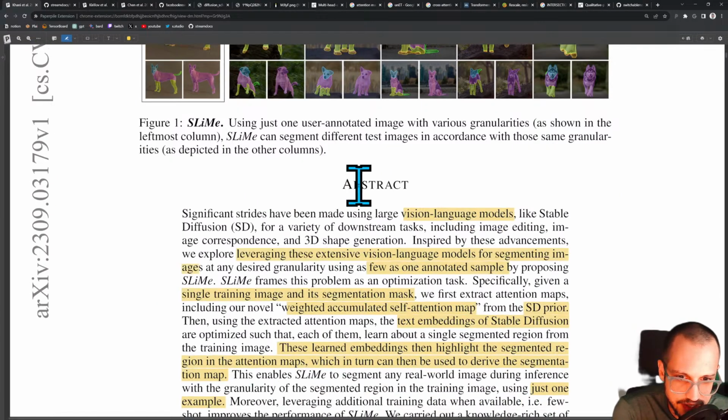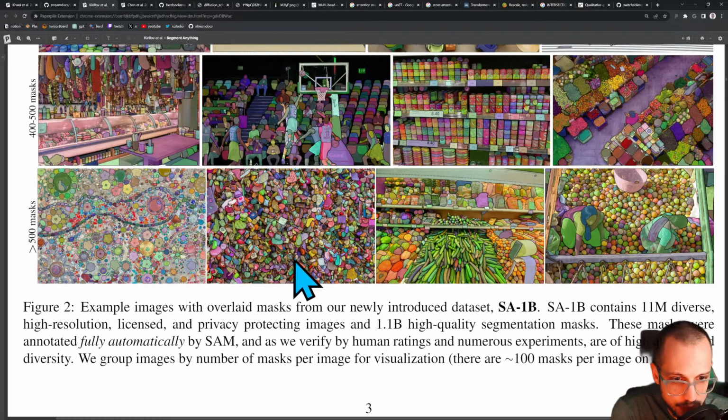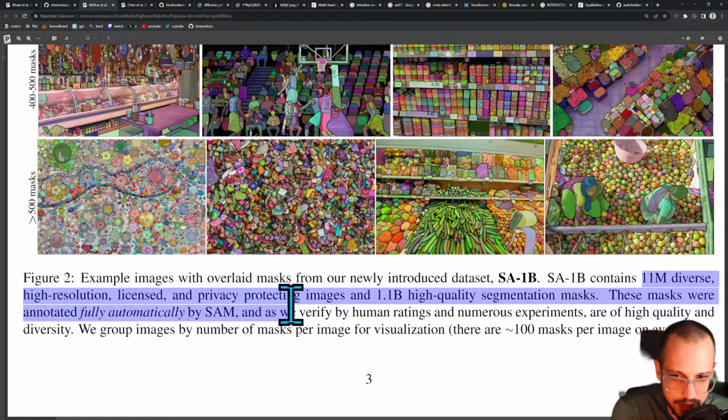And what this paper does is it basically uses Stable Diffusion as a prior for a one-shot semantic part segmentation model, right? And we're used to segmentation models such as this one. This is the Segment Anything coming out of Facebook, which learns the process of segmentation from an absolutely monstrous data set of 11 million diverse high-resolution images and 1.1 billion masks.